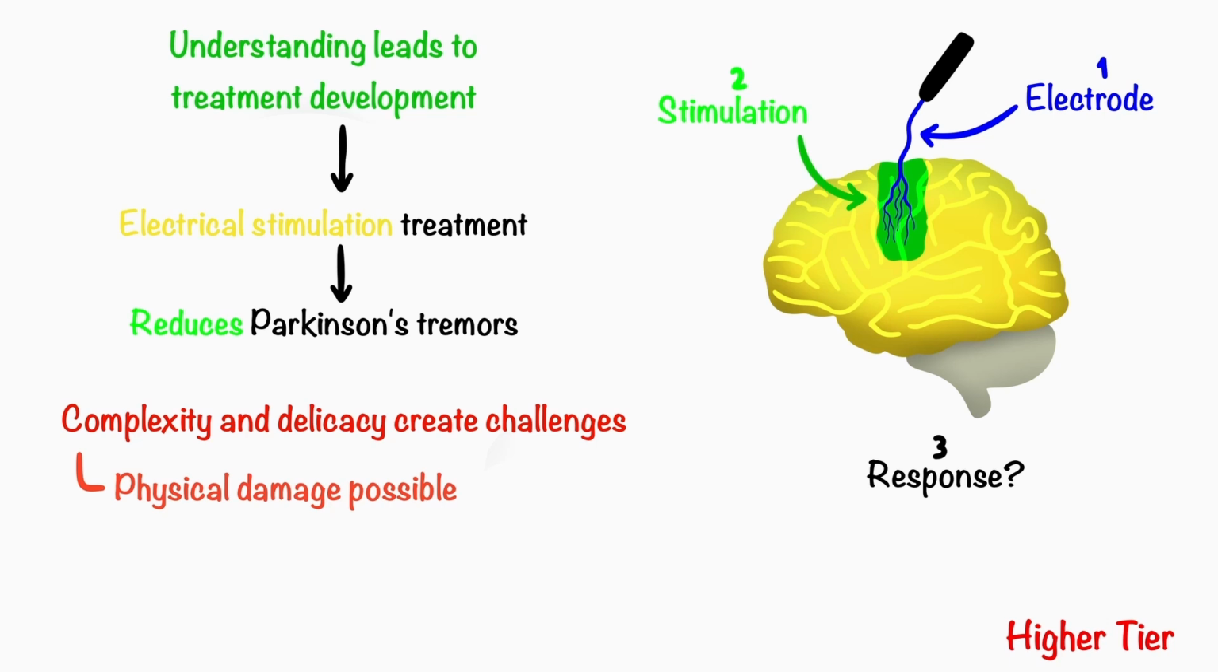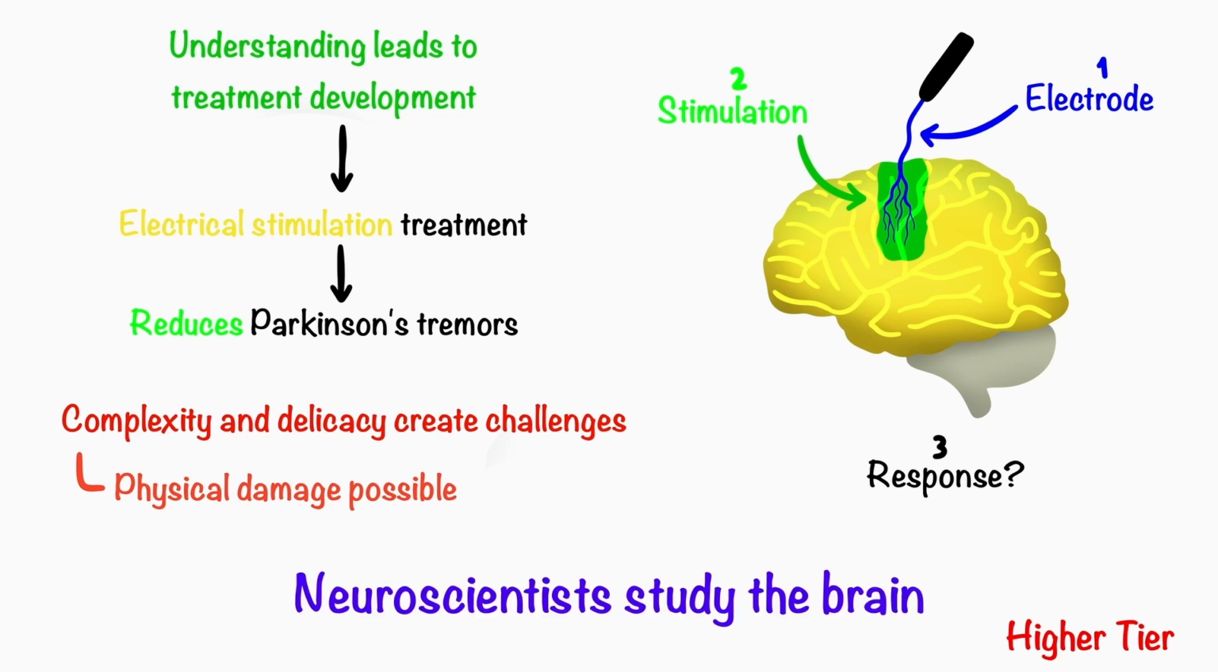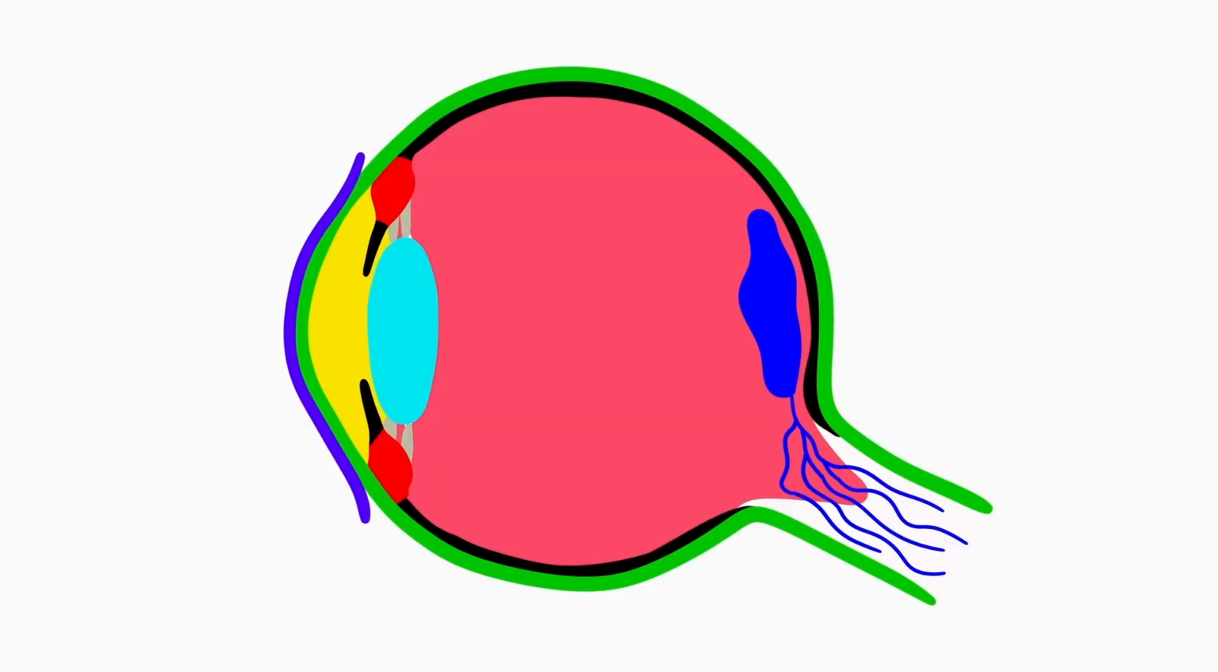Neuroscientists, scientists who study the brain, continue to develop new technologies and methods to better understand this complex organ. Each advancement brings us closer to understanding how the brain works and how to treat neurological disorders more effectively. In our next episode, we'll explore another fascinating sensory organ, the eye, and discover how it allows us to perceive the visual world around us.